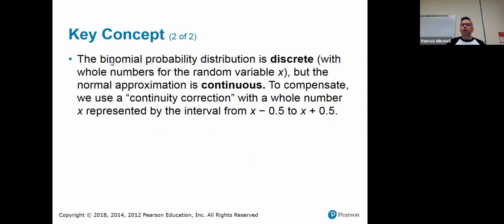Okay, but remember that the binomial probability distribution is discrete. It only takes on whole number values and a finite number of them. But the normal approximation is continuous. So one of the concepts that you have to get used to when you use the normal approximation to approximate binomial is that you have to do this continuity correction. So I'll explain how I like to do that when we get there.